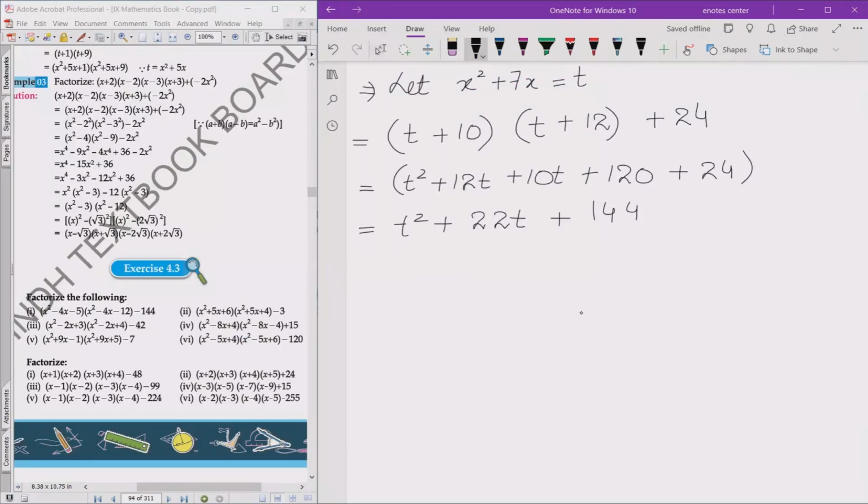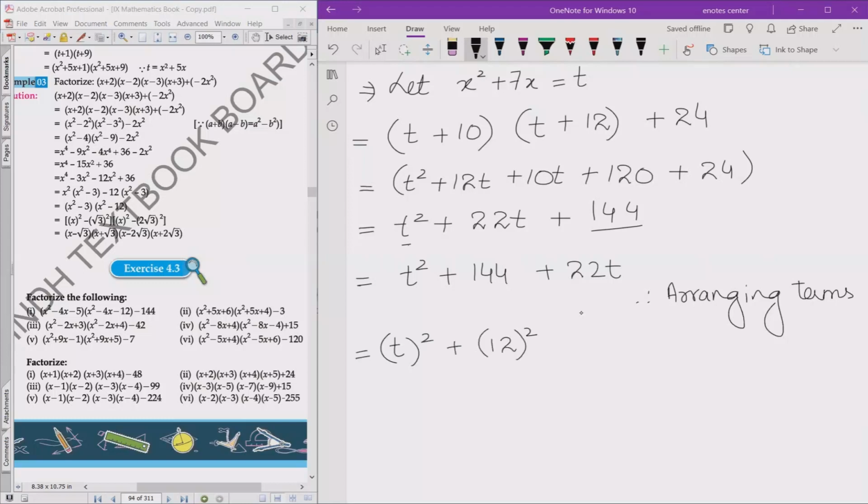Now we have to see whether this can be done by middle term breaking. I think this one and this one is making a square. So first we will arrange this like t squared plus 144 plus 22t here. So first we have to arrange terms, right? Now actually we want to complete the square, because it cannot be solved through a middle term break. So here we have 22t. So we will assume that this is a and this is b.